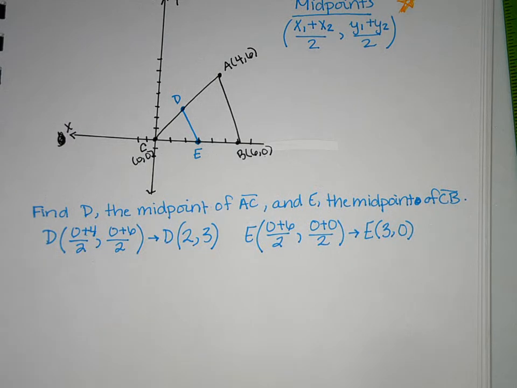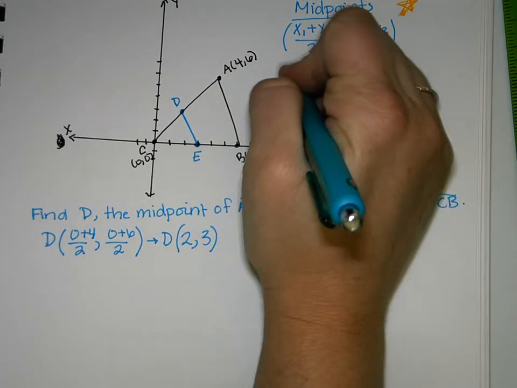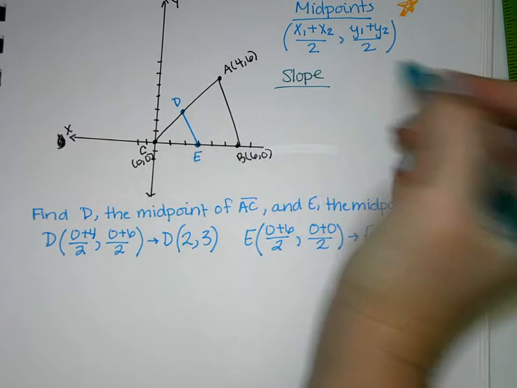Okay, so the next thing we're going to find in this picture is we're actually going to show that the midsegment, DE, is parallel to the third side, AB. So what's something that's special about parallel lines? They're not equal necessarily, but they do have something that's equal. What's equal on parallel lines? The slope. So if we can show that the slopes are the same, then we can show that they're parallel. So that's our next formula, is our slope formula. Does anyone remember what that is?